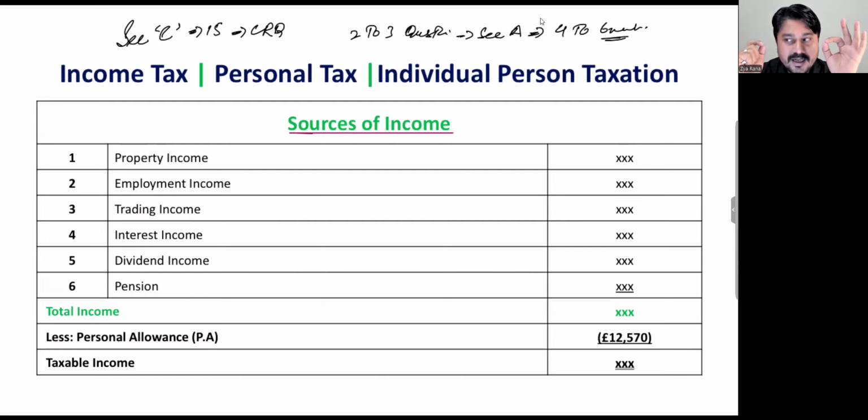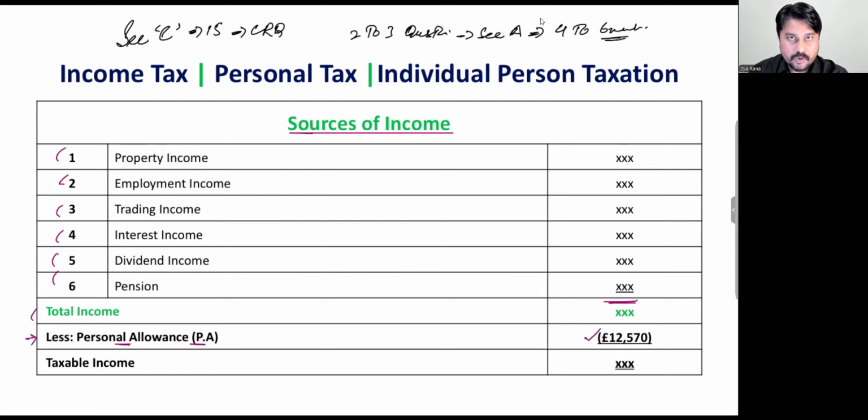Keep in mind, tax is not applicable on each source of income separately. Tax is not applicable on every source of income in isolation. No, it's not like that. For taxation purposes, we add income from all these six sources. Then we get the total income. From this total income, HMRC allows you to deduct a tax-free income by the name personal allowance.